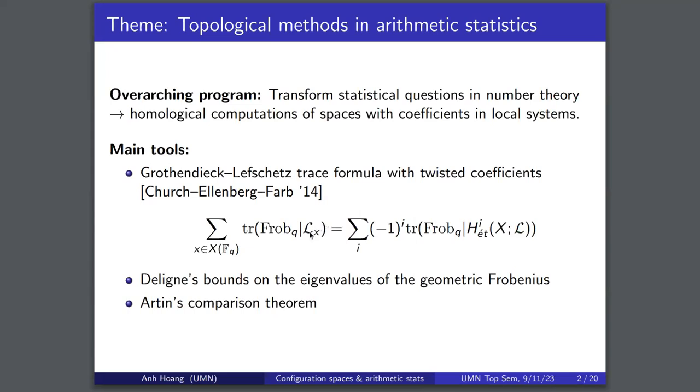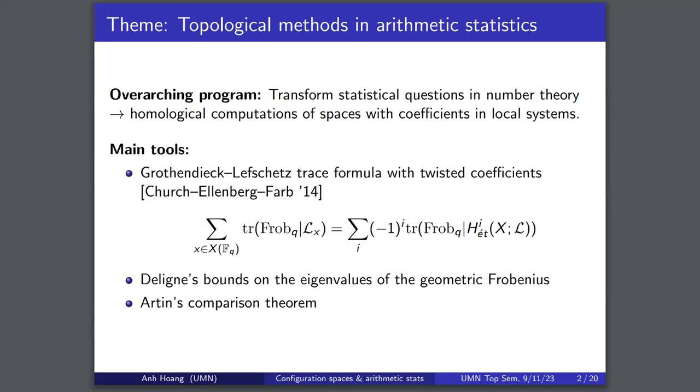Yeah. So what it allows you to do here is translate something arithmetic into something more topological. That's the étale cohomology. So if you can get your hands on the étale cohomology of these spaces, then you can do something about arithmetic. Then the other two tools are Deligne's bounds on the eigenvalues of the geometric Frobenius.